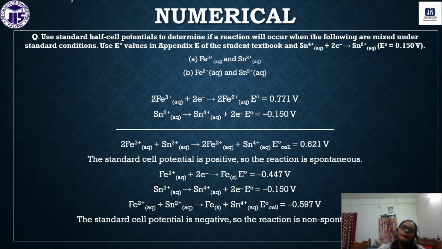Now use standard half cell potential. Yes, okay, half cell potential we have to use to determine if a reaction will occur when the following are mixed under standard conditions. Use E0 values in appendix E of the student textbook, and Sn plus 4. We know that Sn plus 4 aqueous plus 2 electrons will form Sn plus 2 aqueous, and the potential is 0.150 volt, right? Okay.